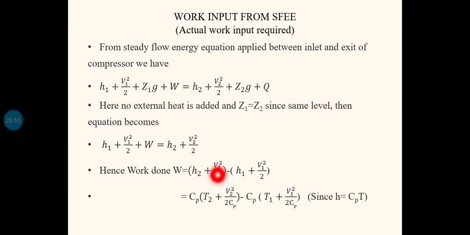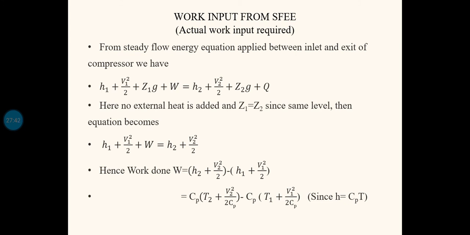Now this T2 plus V2 square by 2Cp and T1 plus V1 square by 2Cp have a very important meaning. This is what is called the stagnation temperature. T plus V square by 2Cp is simply known as the stagnation temperature. For studying this equation you must have a basic idea of what the stagnation condition is. Stagnation condition is when a flowing fluid is brought to rest isentropically. If a fluid is taken to zero velocity isentropically, that process is known as the stagnation process, and the final condition is the stagnation condition.